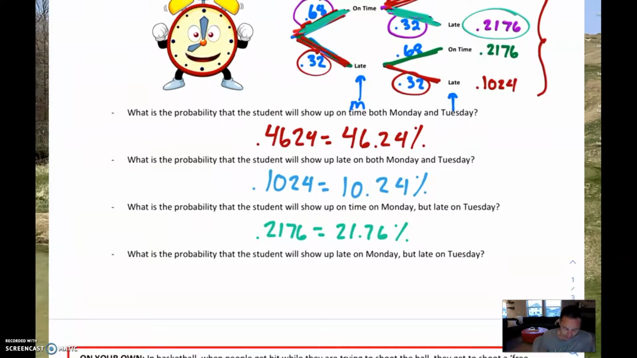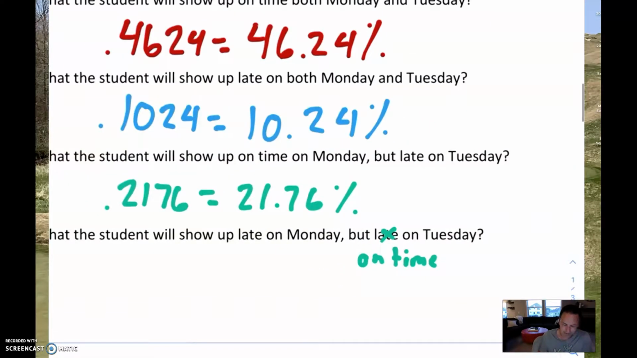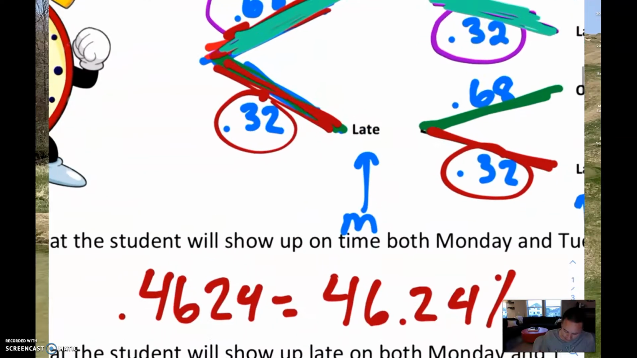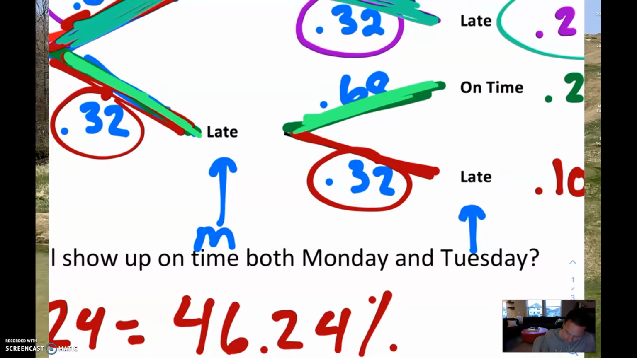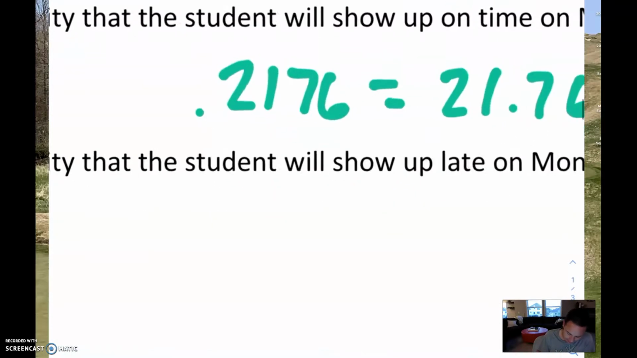And lastly, what is the probability that the student will show up late on Monday, but I'm assuming that whoever made this meant to say on time on Tuesday. We already found the probability of being late both days. So what's the probability that they are late on Monday, but on time on Tuesday? That would be this one, which is again 0.2176, which is 21.76%.